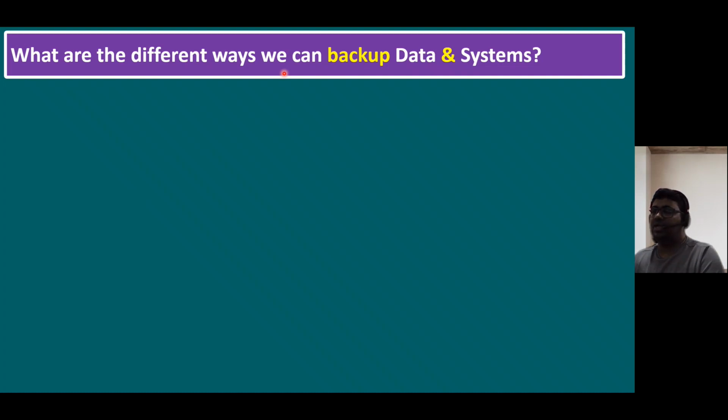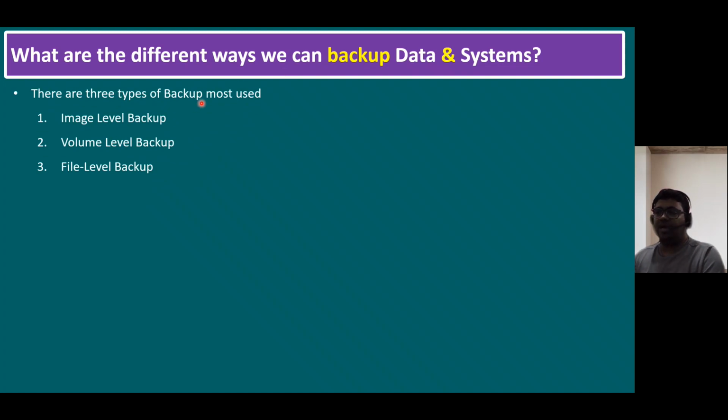Most interviewers may ask different scenarios, but as a technical administrator or technical consultant, we should know the main common backup methods. That is the important point. Let me explain now. There are three types of backup most used: image level backup, volume level backup, and file level backup. Image level backup means the complete virtual machine full backup. All VMX and VMDK files are backed up.